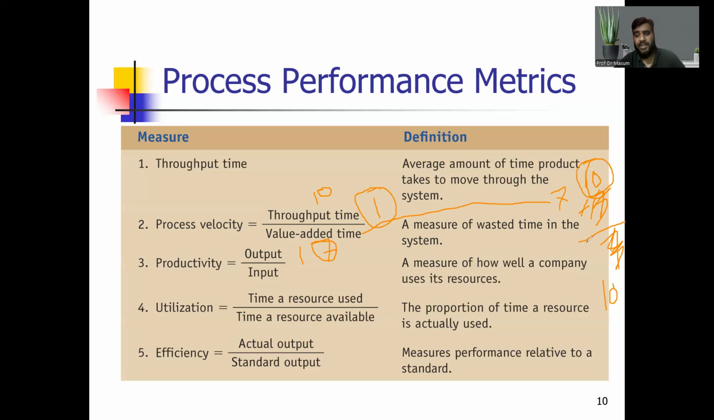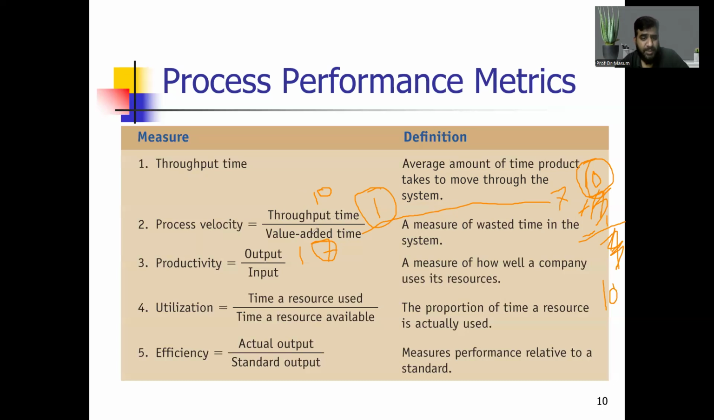That means allowance cannot be minus. It cannot be minus. That's why your throughput time and value added time may be equal. Equal, in that case, your velocity will be 1. It is the perfect process matrix. So when your process velocity will be 1, you will say that there is no allowances and all time is value added time. So your action will be to reduce the throughput time.